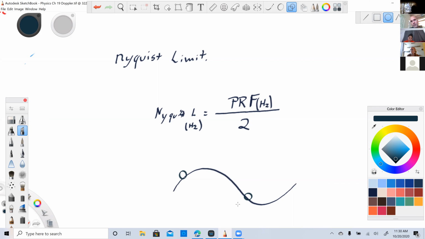If you have less than 2 per cycle, then the computer is going to assume the wrong, well, in our case, velocity, but it's going to assume the wrong frequency, basically. So by increasing the pulse repetition frequency, we are making sure that we have correct frequency shifts. Does that make sense?